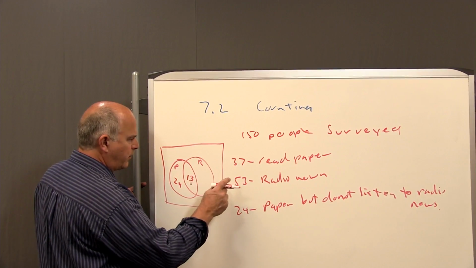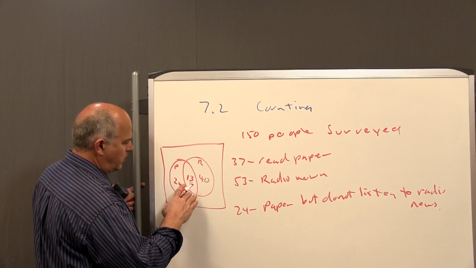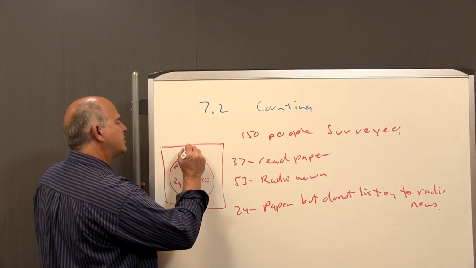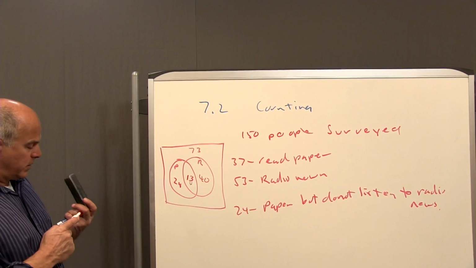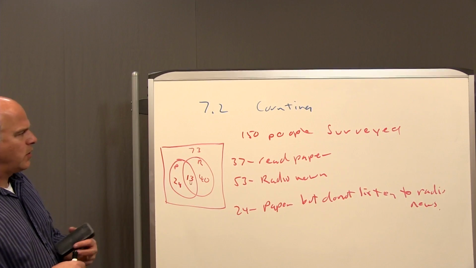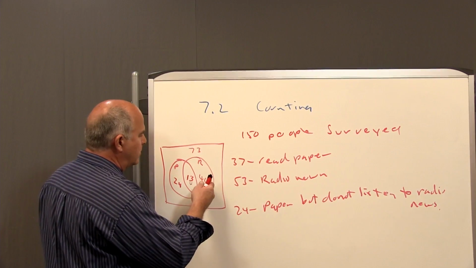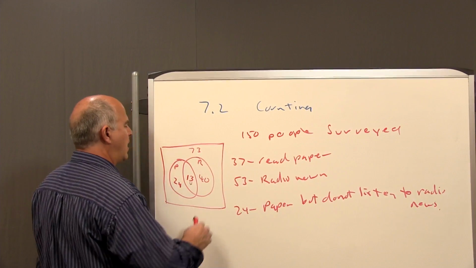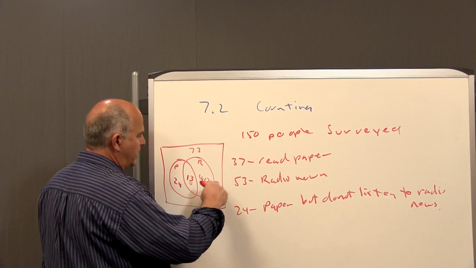Radio, 13 are here, 53 in total. This is 40 here, right? This gives us a total of 53 and 24, 77. And that gives us 73 out here that don't read the paper or listen to radio news, right? And so you can answer all sorts of questions about that. You know, how many people listen to radio news but don't read the paper? 40. How many people do neither? 73. How many people either listen to radio news or read the paper? And that's 77.